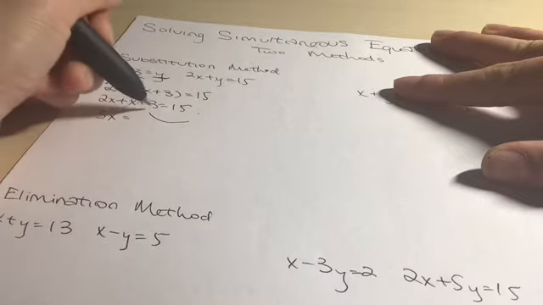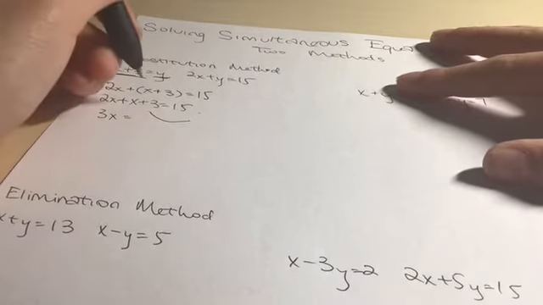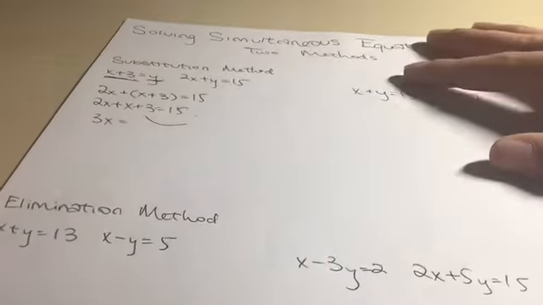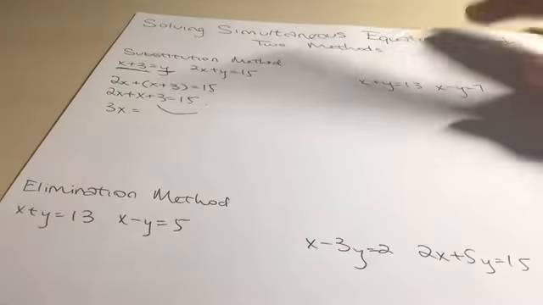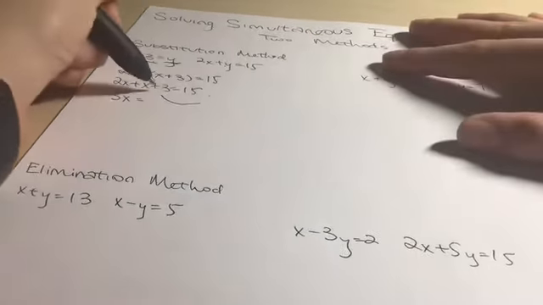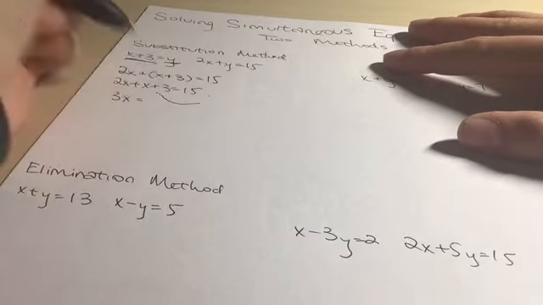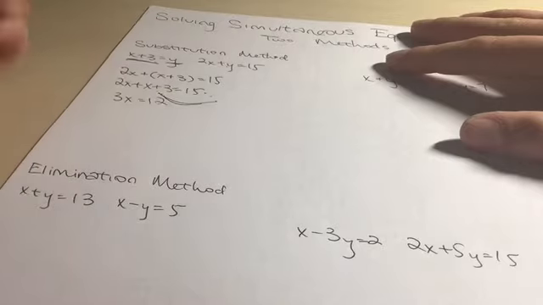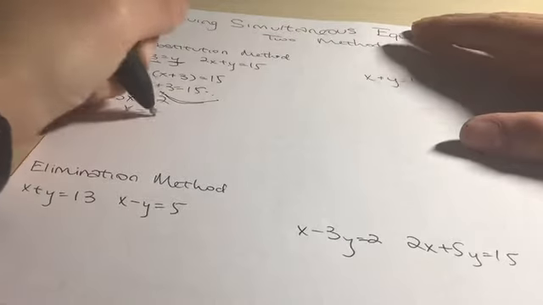Remember, when you move a number across the equal sign, it becomes the opposite sign: negatives become positives and positives become negatives. So here, this is going to become a negative. 15 minus 3 is 12. 3x equals 12. x equals 4.